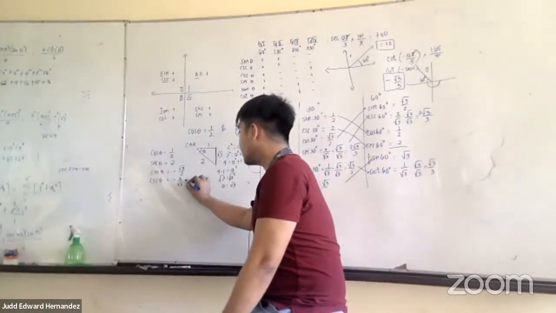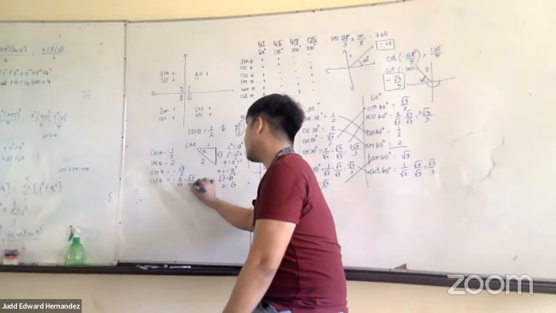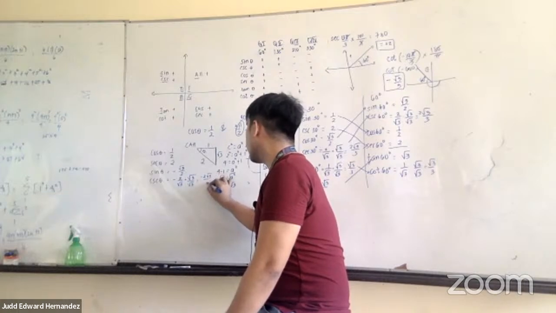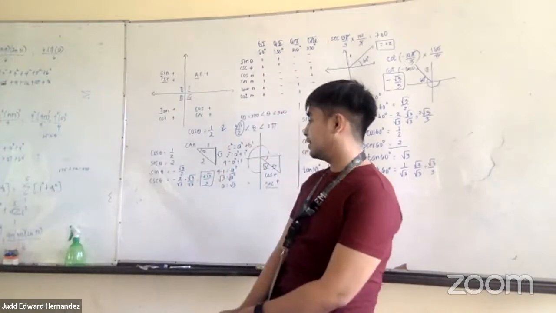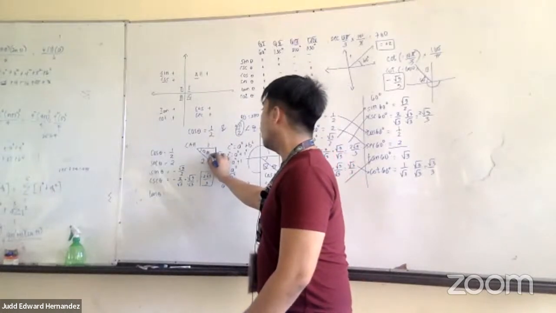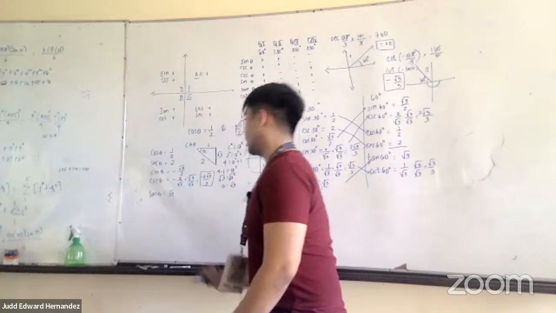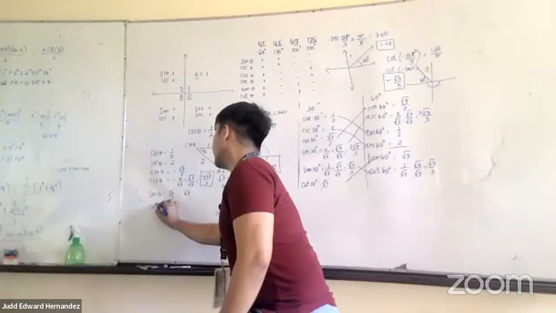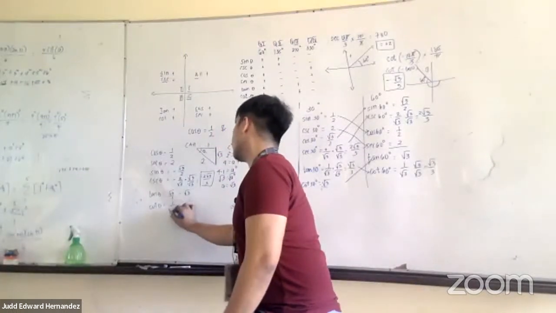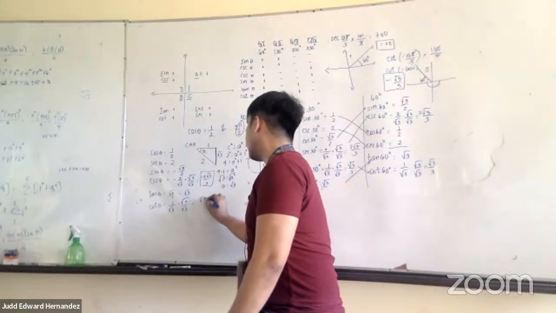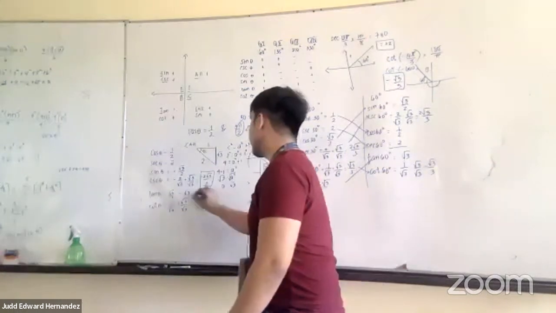That is not yet the answer. We need to rationalize. Therefore, multiply that by square root of 3 over square root of 3. And that is negative 2 square root of 3 over 3. Are we clear? Yes. Okay. Tangent theta, TOA. What is our TOA? TOA, opposite over adjacent, which is 1. Therefore, tangent theta is square root of 3. How about cotangent theta? Cotangent theta is 1 over square root of 3. Multiply that by square root of 3 over square root of 3, and we'll now be having square root of 3 over 3. And that is the answer.